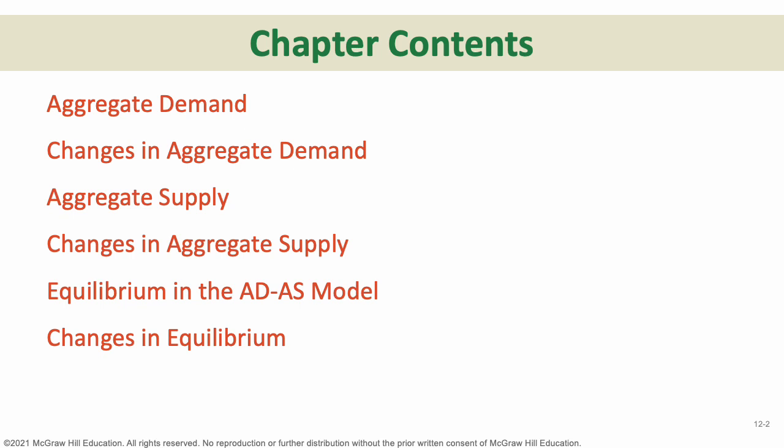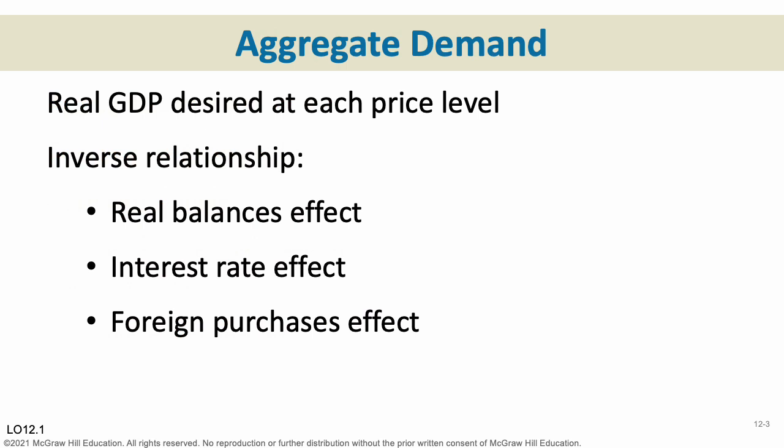So remember, just like before, when we talk about an aggregate, we're talking about all of the demand and all of the supply in an economy. So aggregate demand is your real GDP desired at each price level. And it's represented as a curve. And there's an inverse relationship between price level and output. As prices go up, output by rule is going to go down.